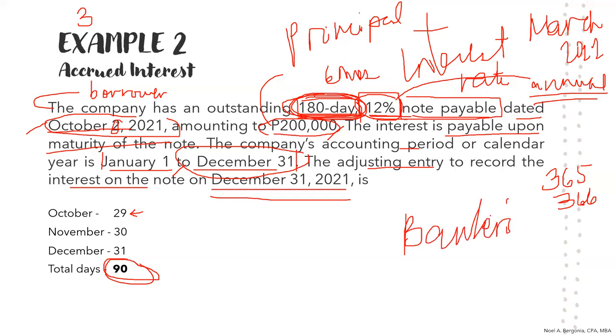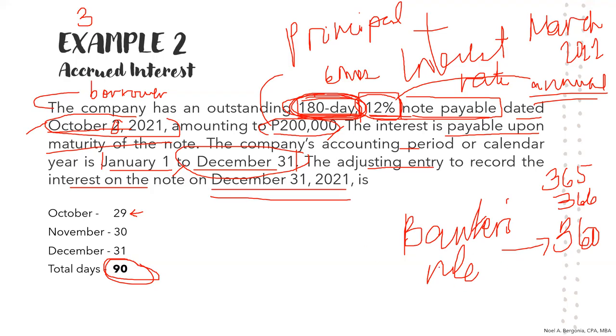Okay? Ano po ba tong banker's rule na to? The banker's rule states that, kaya siya naging banker's rule class, kasi ito yung typical na ginagamit sa bank and financial institutions, na if it would be computed on a daily basis, our total days would be 360 days. That's the banker's rule. And the assumption of the banker's rule is 30 days per month, or 360 days yung pang isang taon.